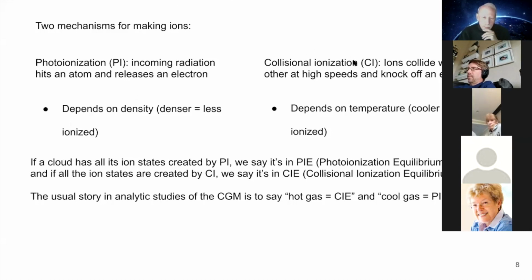On the other hand, the other form is collisional ionization, which is where you have different ions that are running into each other at high speeds. If they run into each other and exchange some energy to one of their electrons, they can knock off that electron. So this depends not on density, but on temperature. So cooler gas is going to be less ionized because they're moving slower, right? Temperature is just really the speed of each particle in the gas. So if a cloud has all of its states created by PI, we say it's in PIE, or photoionization equilibrium.